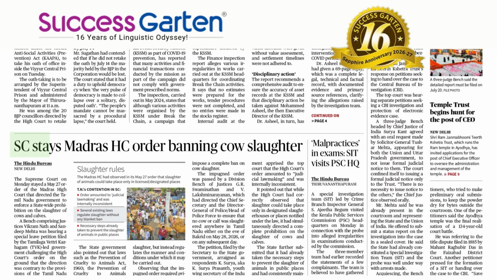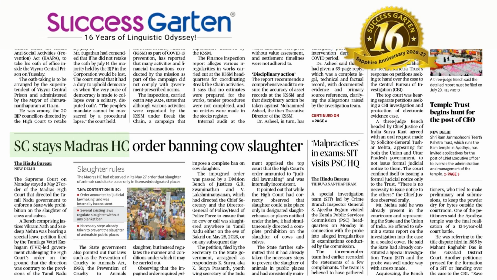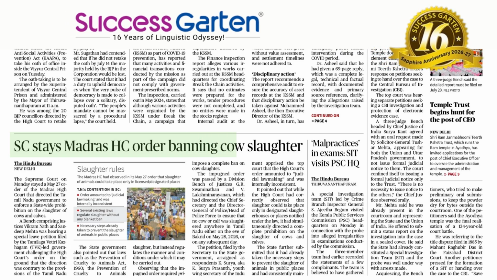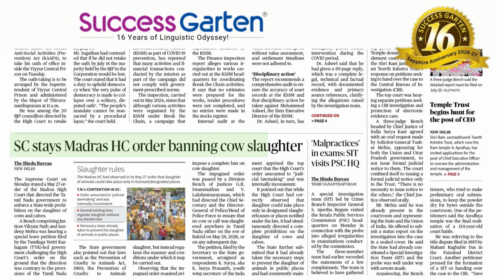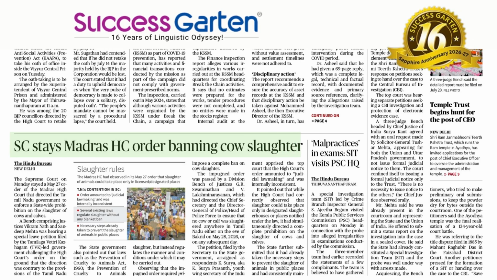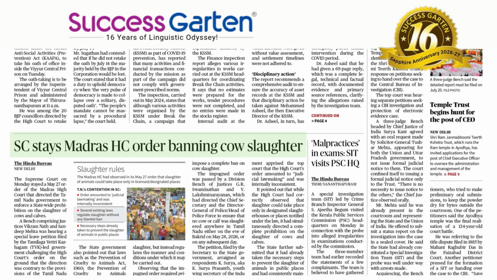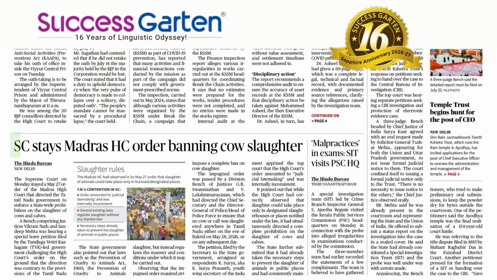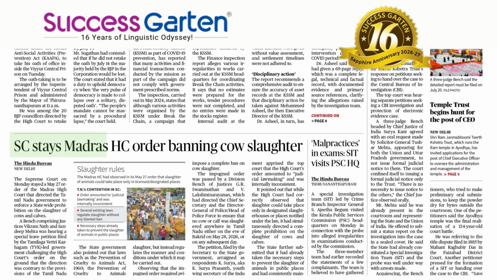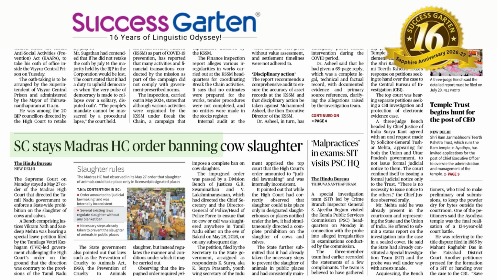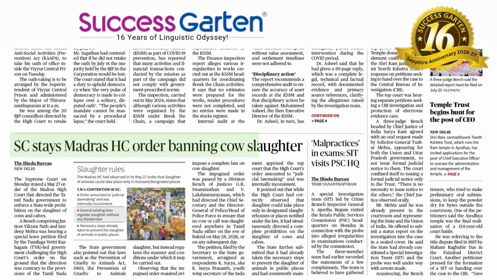Now we move to the next news item. SC stays Madras order banning cow slaughter. So the doer is SC. SC stands for Supreme Court. What does it do? It stays. So it will be temporarily holding something. What does it stay? It stays Madras High Court order banning cow slaughter. So there was an order of banning. When you are banning something, what are you going to do? You are asking somebody not to do that, or you're preventing something from being done, or you're prohibiting something.